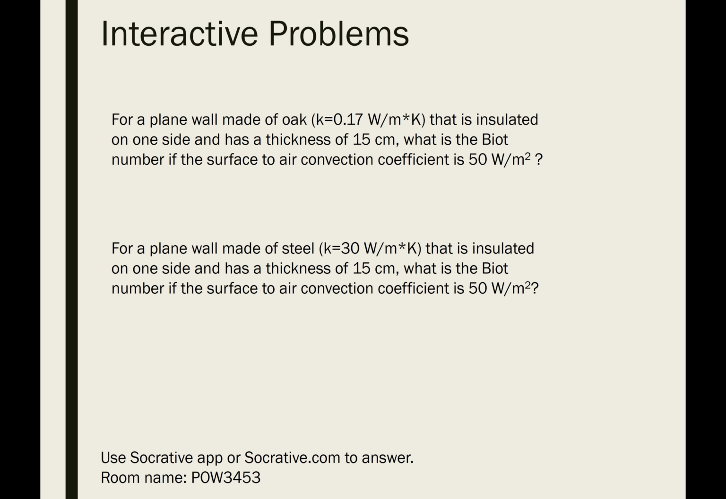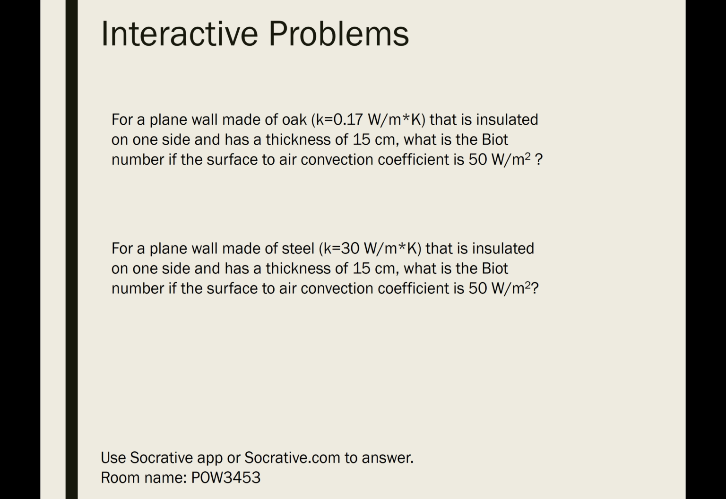Before we get too much into that, I've launched a quiz on the Socrative app. Again, remember our room name is POW3453. We're going to calculate the Biot numbers from those hypothetical examples. For a plane wall made of oak, where k is equal to 0.17 watts per meter Kelvin, we're going to assume that it's insulated on one side, and it has a thickness of 15 centimeters. What is the Biot number if the surface to air convection coefficient is 50 watts per square meter Kelvin?